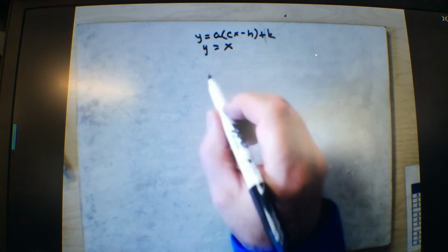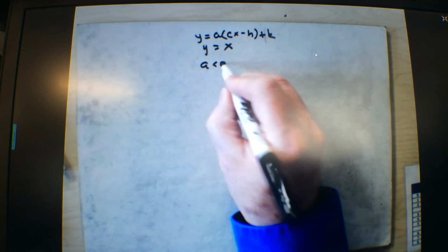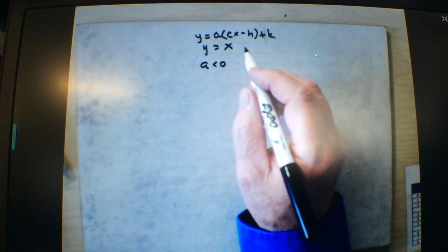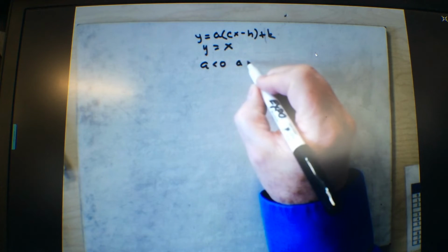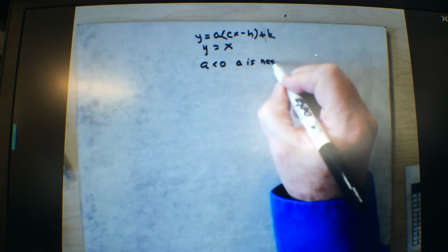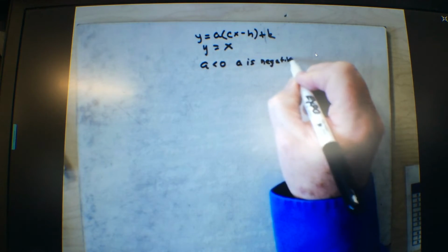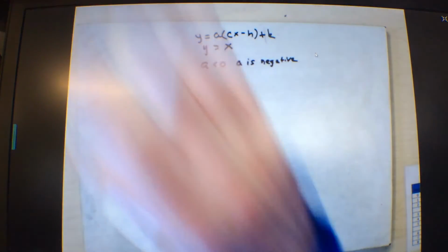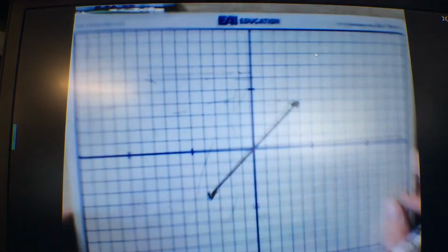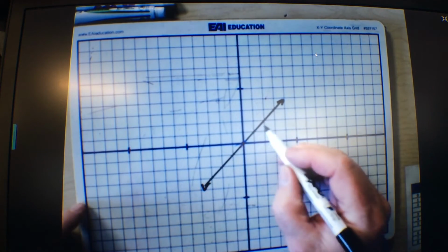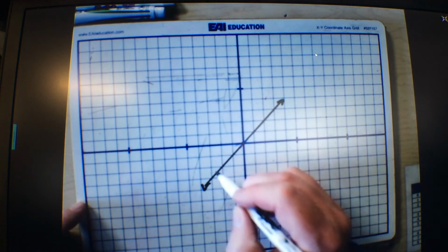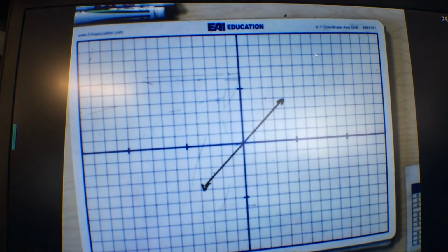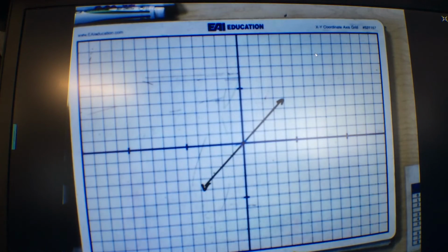And if this number, if a is less than 0, that means it's negative, right? A is negative. It switches the points. So you see this right here? It makes these negative and it makes these negative. So what happens is you get this.